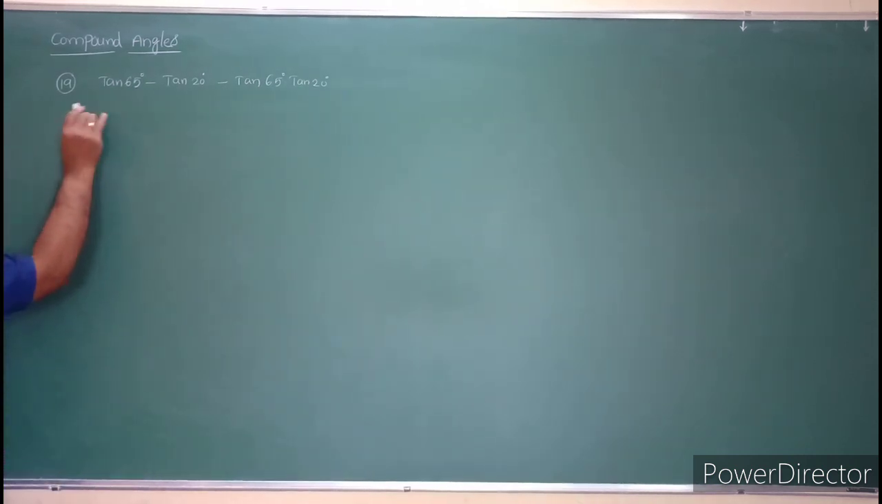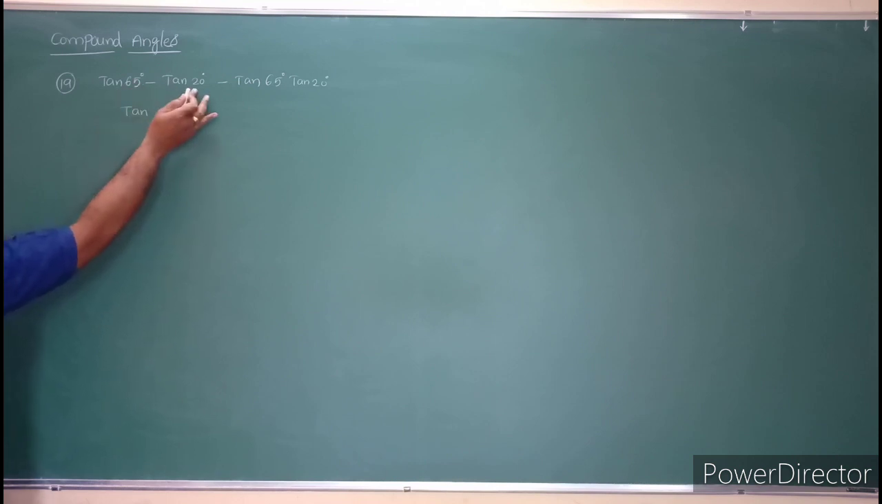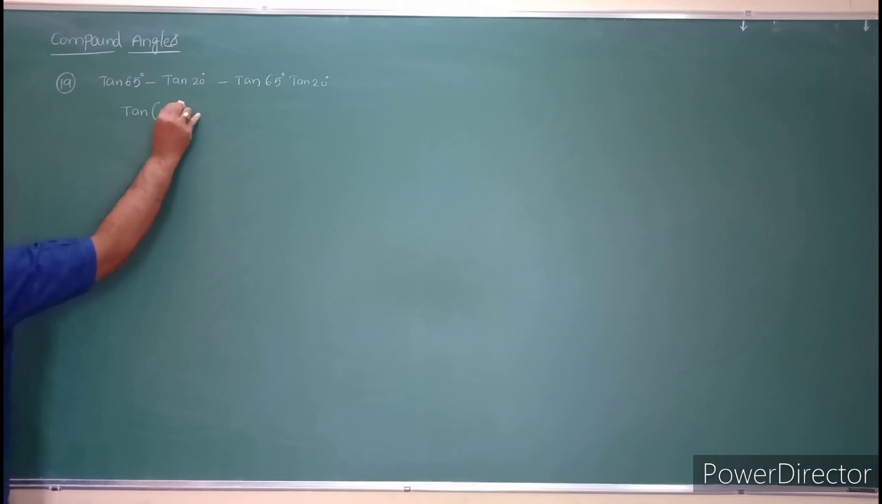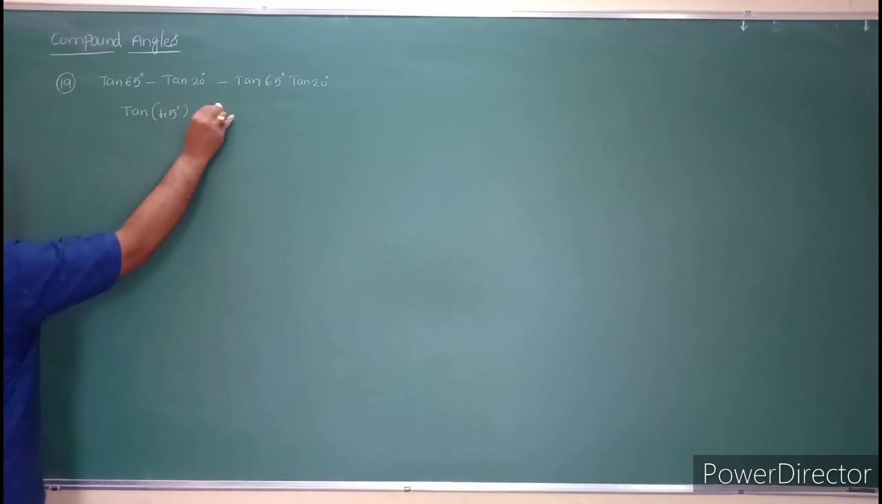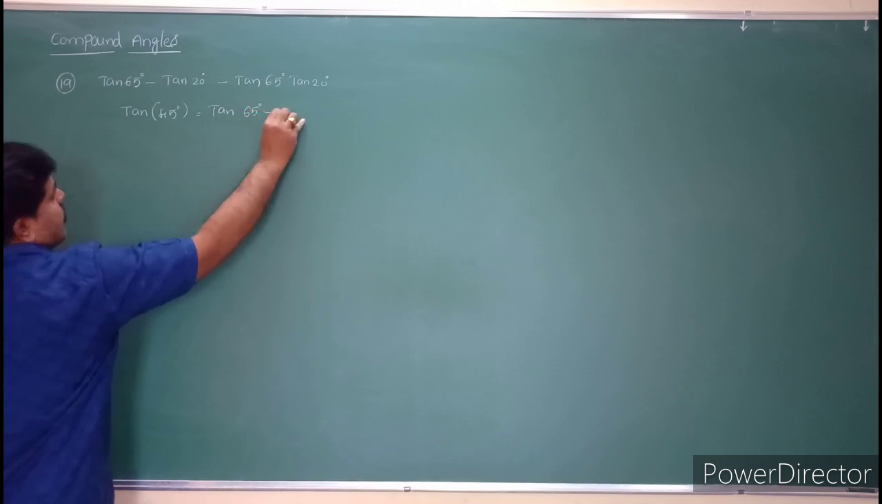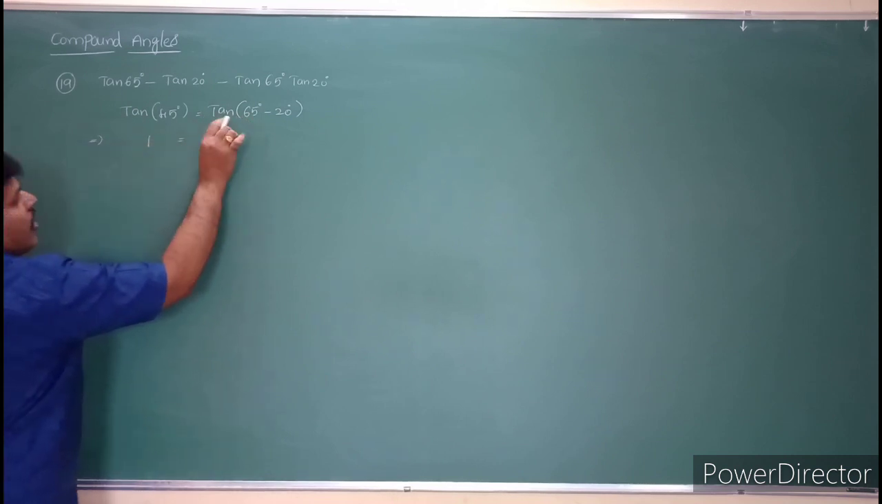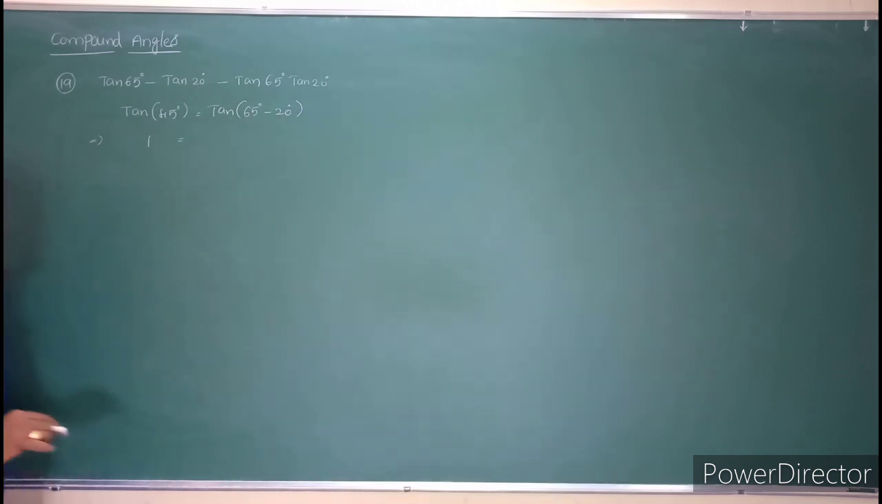So what will we take? 45 degrees, tan 45 degrees. I am going to take tan because 65 minus 20 is 45. So that's why I am starting the problem with tan 45 is equal to tan of 65 degrees minus 20 degrees. So tan 45 is equal to 1. So that implies it is in the form of tan of a minus b.